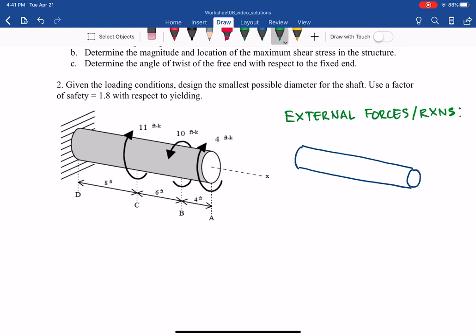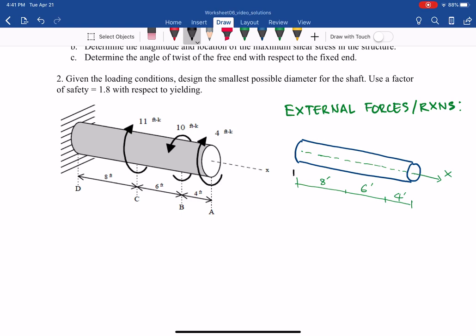The axis is x, and we have points D, C, B, and A, with distances of 8 feet, 6 feet, and 4 feet. At C we have a negative external torque. Why negative? Use your right hand rule.